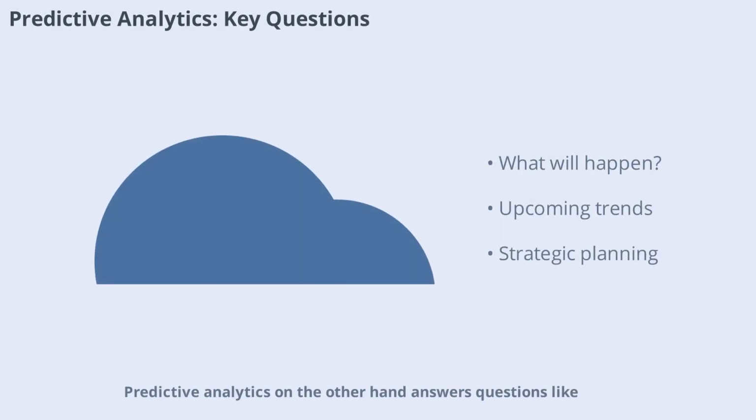Predictive analytics, on the other hand, answers questions like, what is likely to happen next? What trends should we prepare for? By addressing these questions, organizations can plan ahead and make more strategic decisions.